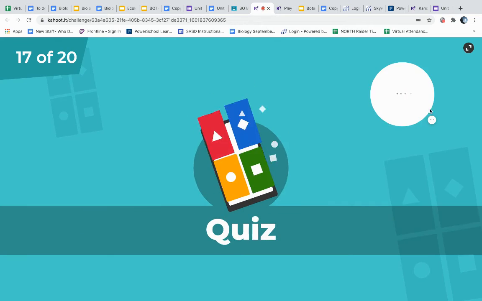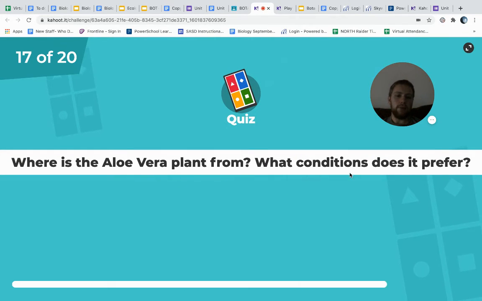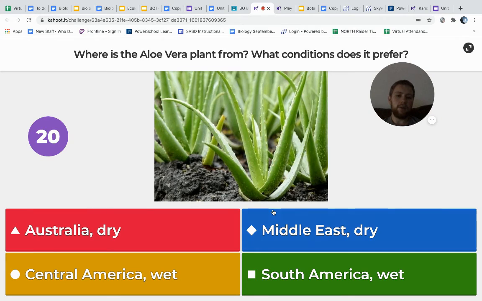All right, so the scoreboard, number 17. Where is the aloe vera plant from? What conditions does it prefer? So it's definitely not going to want wet conditions, so we can rule these out. And if we recall, there is a variety of aloe vera that can grow in Australia, but it's originally from the Middle East.